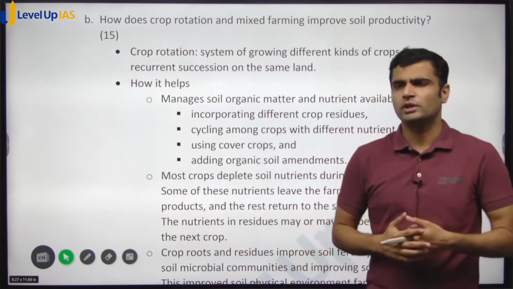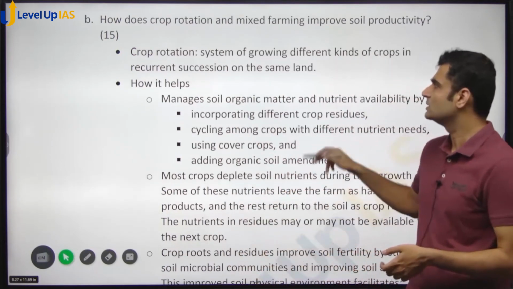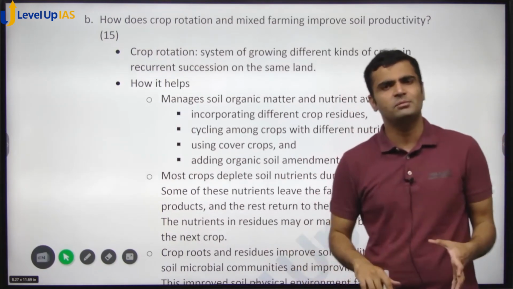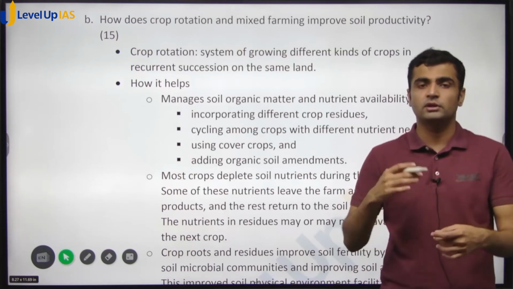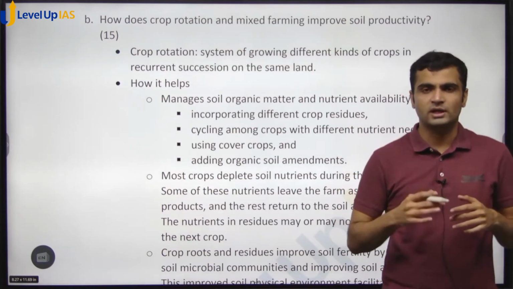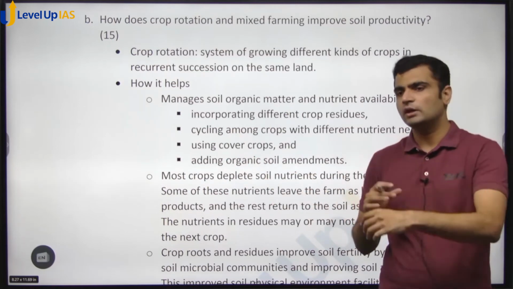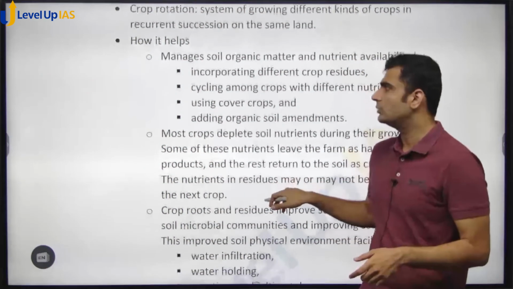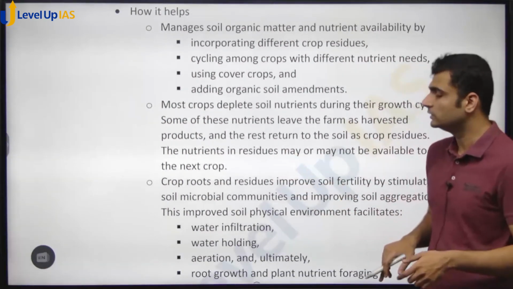What is crop rotation? Crop rotation is simply a system of growing different kinds of crops in recurrent succession on the same land. On the same land, we grow different crops one after another. So instead of just growing rice, we grow different crops in rotation here. So that is crop rotation. Now, how does it help in soil productivity increase?